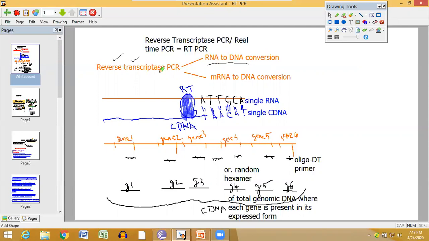So if this is used as reverse transcriptase PCR, you can easily understand what will be the template. Template will be RNA, and what will be the output? Output will be the DNA.